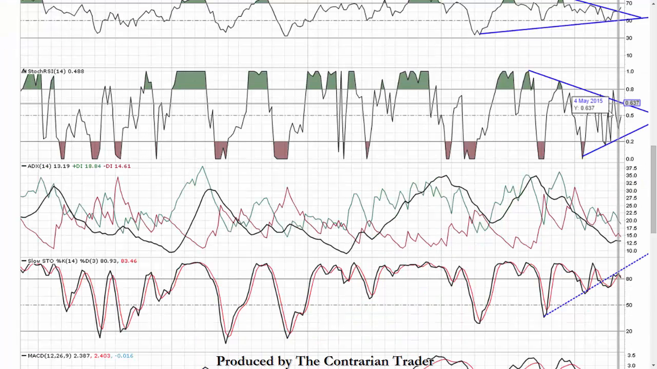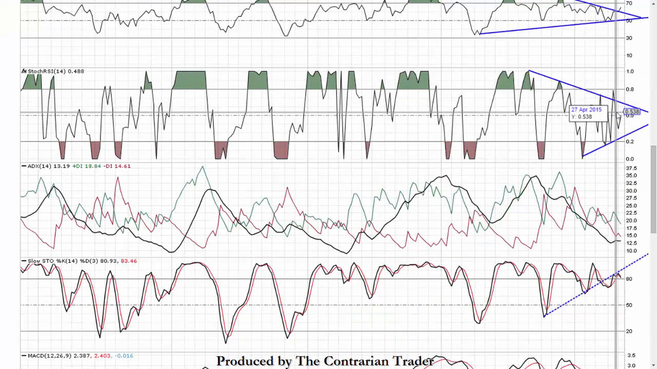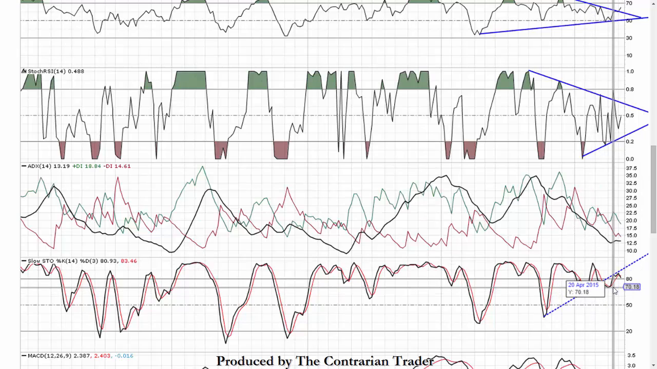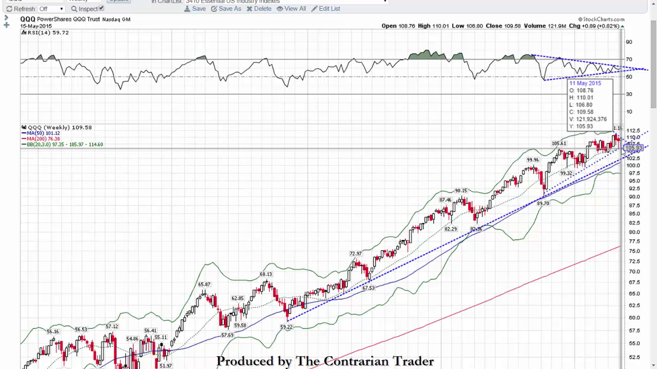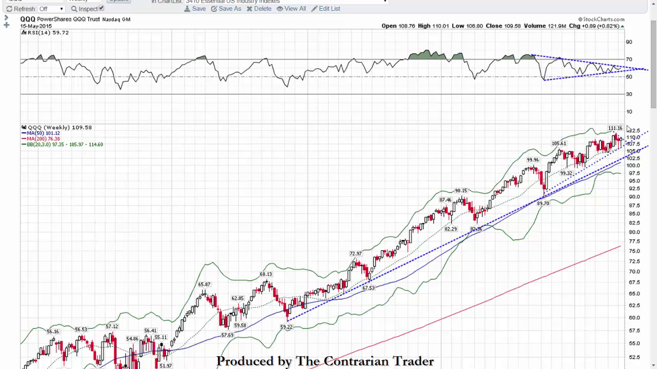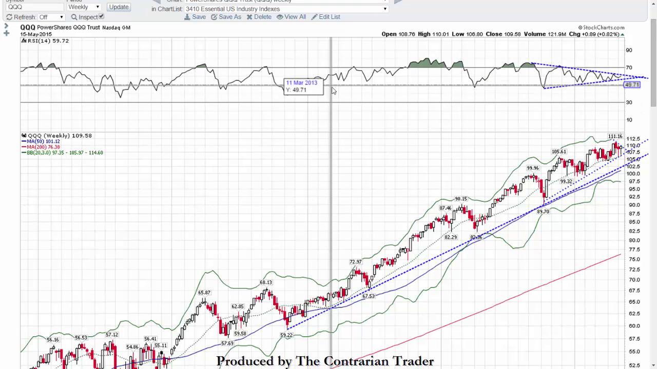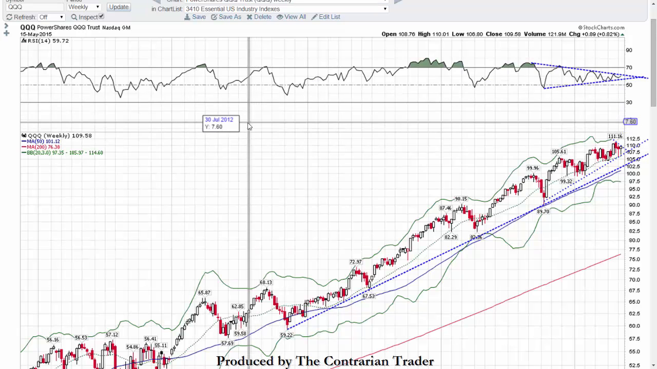But I'm still concerned about the choppy action on the Stoch RSI and the lower highs on the slow stochastic. So I'm cautious on the triple Qs. I wouldn't buy them unless we got a breakout, which would confirm that the price move is for real. So for right now, the triple Qs are a watch.